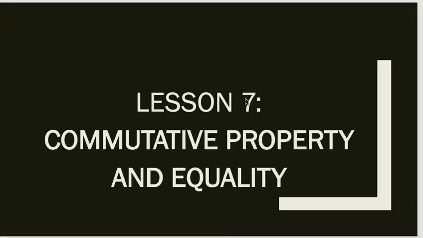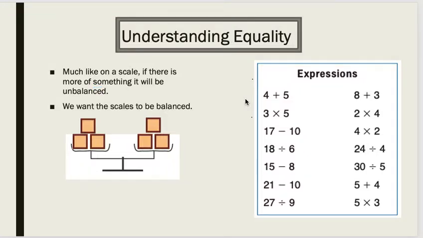Today we're going to talk about commutative property and equality. So the first thing is understanding equality. This here is an equation, right? This represents an equation. So much like on a scale, if there's more of something, it will be unbalanced, all right?